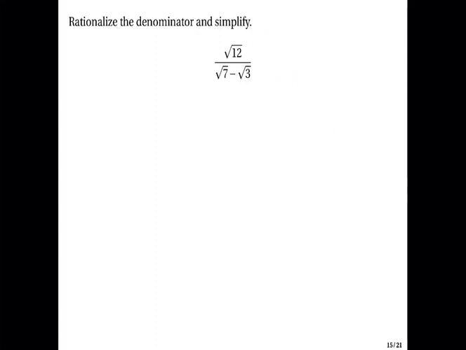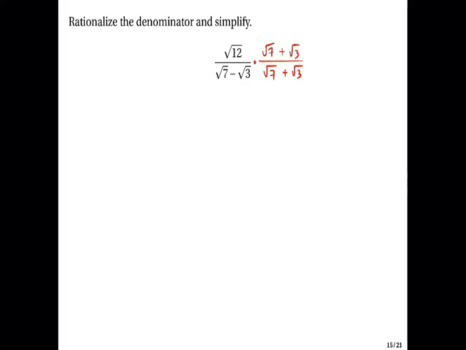Next problem here, rationalize the denominator and simplify. Square root of 12 over square root of 7 minus square root of 3. So we have the minus here on the denominator. So we multiply it with the plus there. So square root of 7 plus square root of 3. And then you do the same thing in the numerator here.